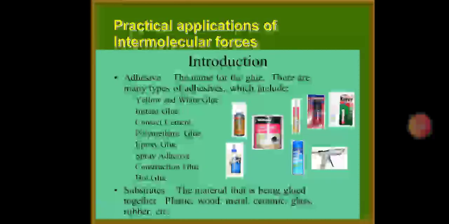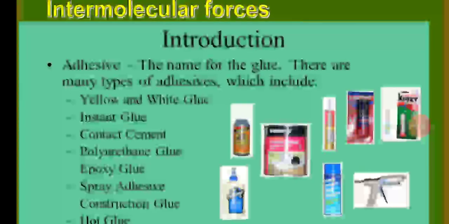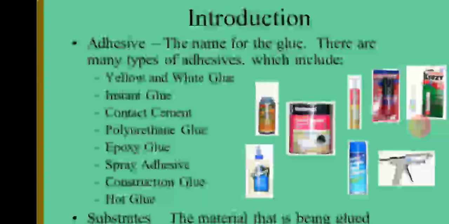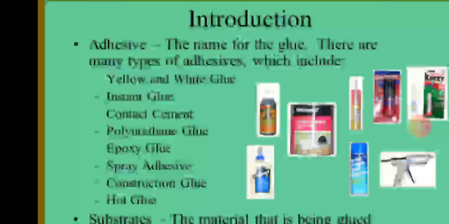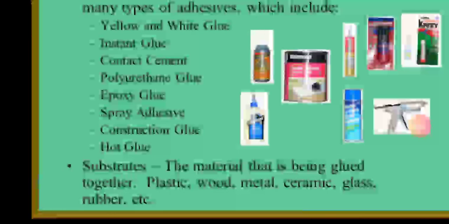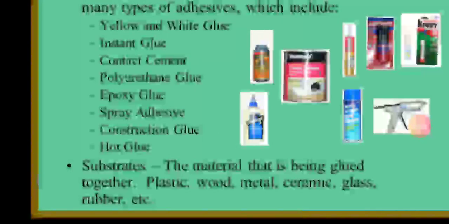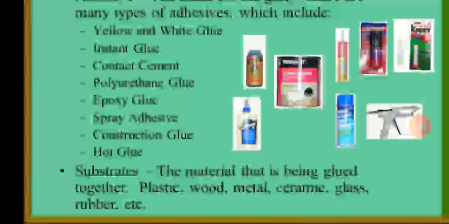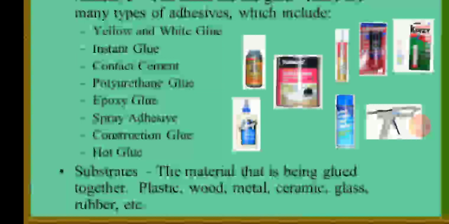Let's talk about some practical applications of intermolecular forces. Some practical applications of intermolecular forces are in adhesives. Adhesives are materials or resins which are used to join different surfaces, metals, or materials. They may be different types of glues you people are using in daily life. Nowadays we have a wide variety of glues and adhesives available depending on our uses. Here are some of them listed for you: German glue, white glue, instant glue.